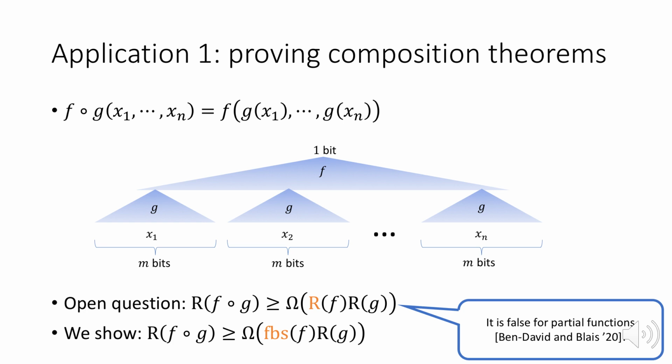What I'm going to show you is that we can use our main result on the correlated samples problem to prove a version of the composition theorem where the randomized query complexity of f is replaced by its fractional block sensitivity.